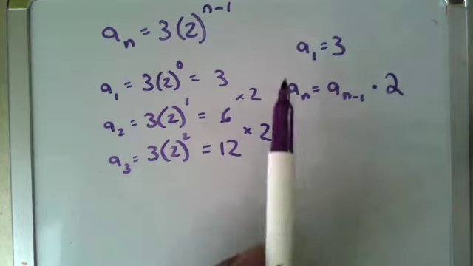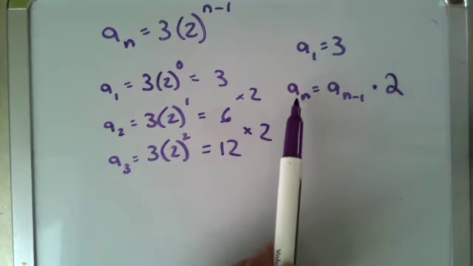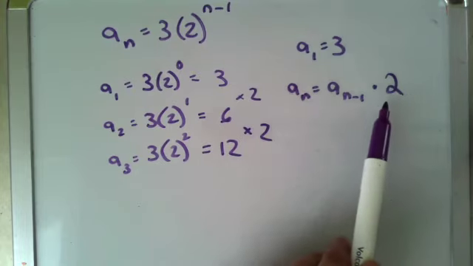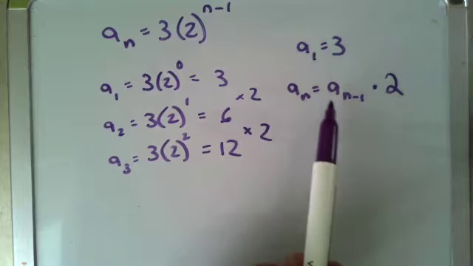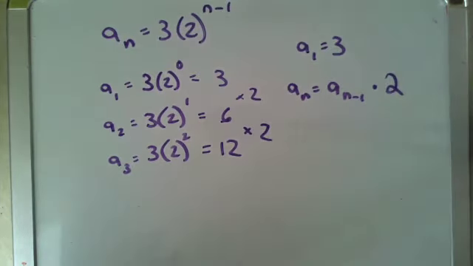So when you're writing recursive, this first bit of a sub n equals a sub n minus 1, that is part of every single rule. Don't even think about it. Just write that on the page, then do your next stuff.